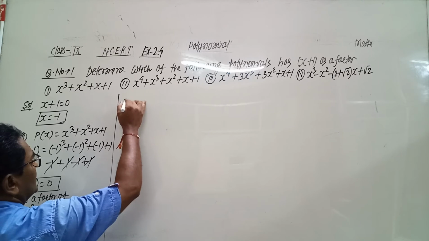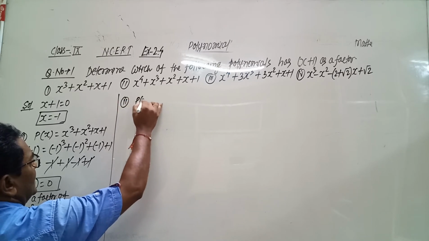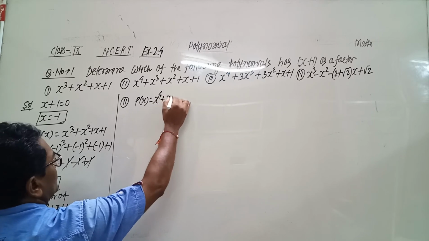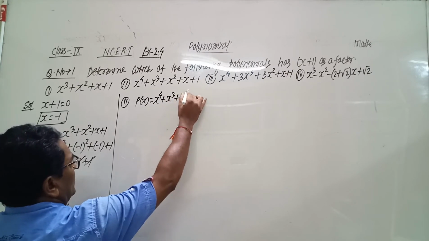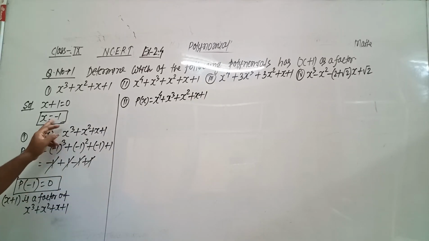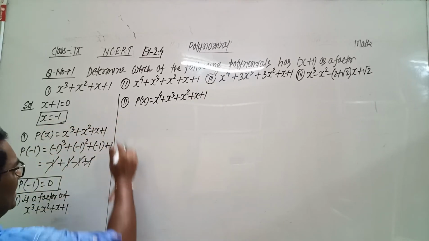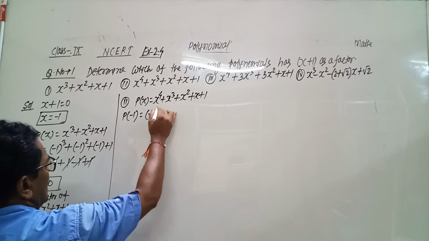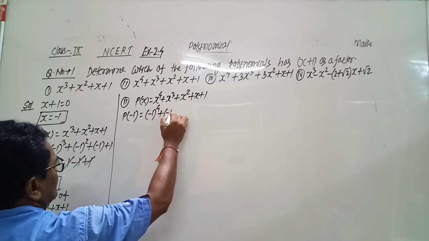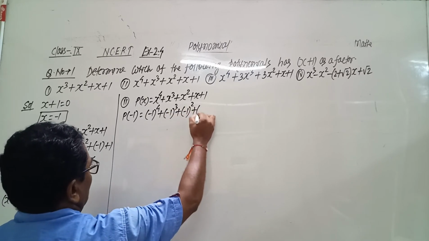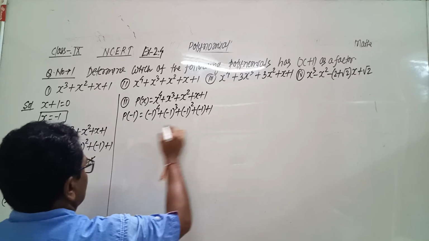For the second part, the polynomial is x raised to the power 4 plus x cube plus x square plus x plus 1. Again we put the value of x equals to minus 1 in the given expression. So minus 1 raised to the power 4 plus minus 1 raised to the power 3 plus minus 1 raised to the power 2 minus 1 and plus 1.